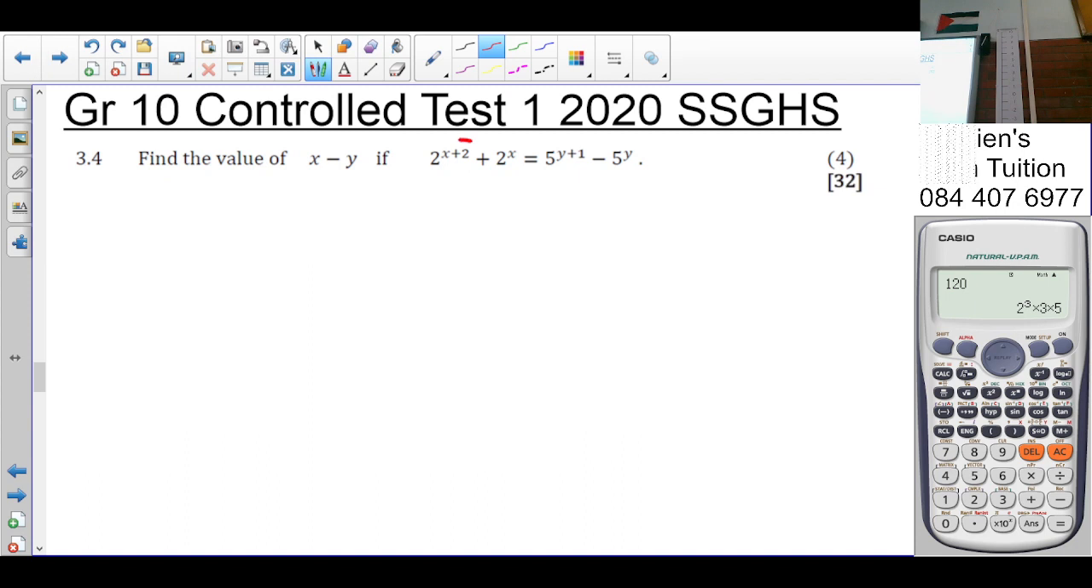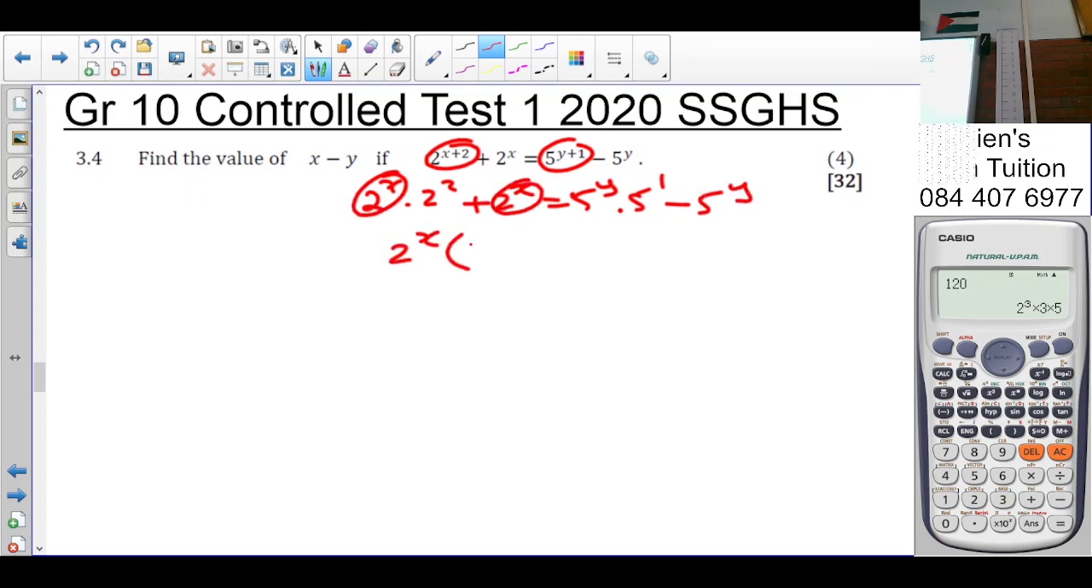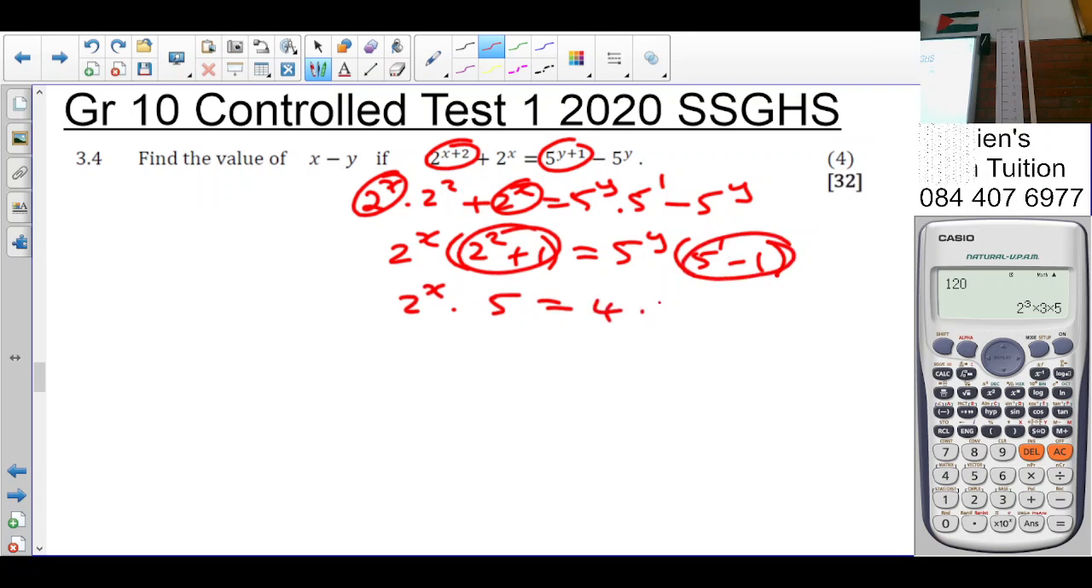Okay, so again, we're going to break this up and break that up. Why? So that we can factorize. So it's 2 to the x times 2 to the 2 plus 2 to the x equals 5 to the y times 5 to the 1 minus 5 to the y. So 2 to the x is a common factor. I'm left with 2 squared plus 1 equals 5 to the y is a common factor, which is 5 to the 1 minus 1. So 2 to the x times 5 equals, that's going to give us 4 times 5 to the y.